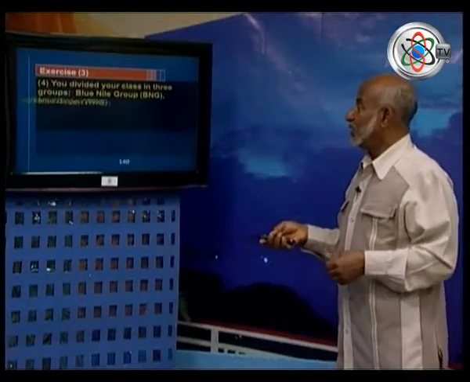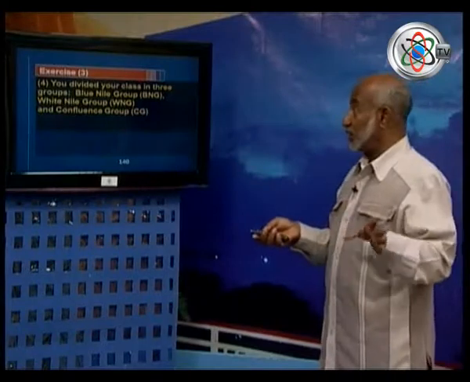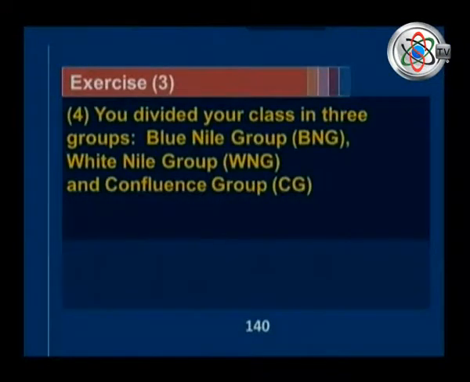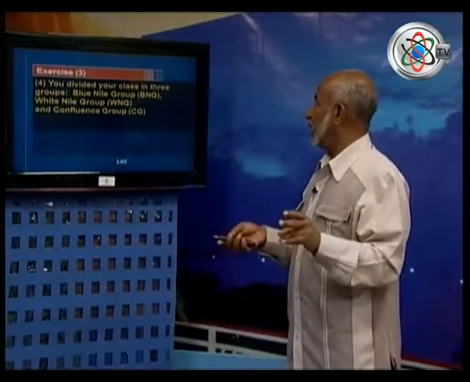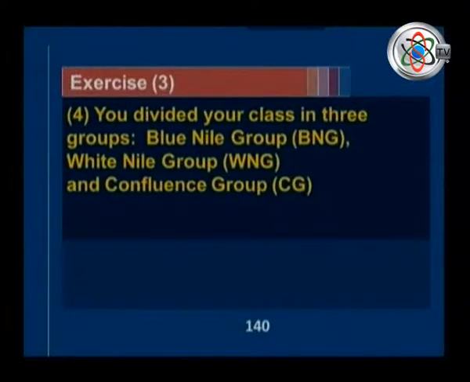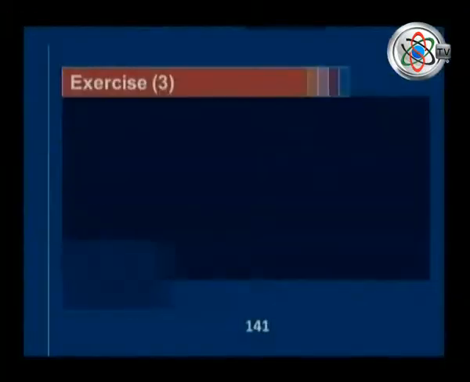You see, you divided your class, you are a teacher. You divided your class in 3 groups. The first group, Blue Nile group, B and G. White Nile group, W and G. And Confluence group, the meeting of the 2 Niles. Confluence means meeting of the 2 Niles.